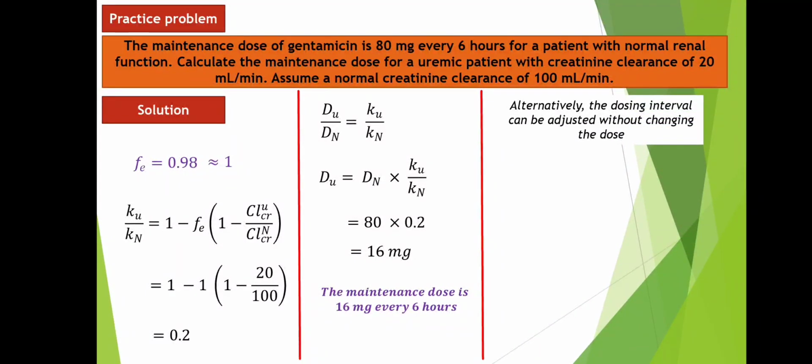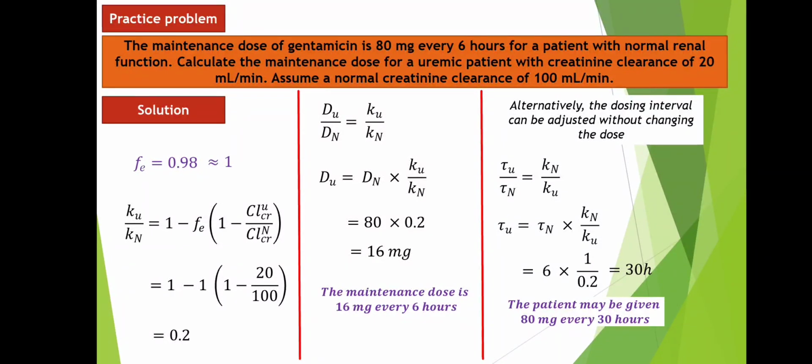Alternatively, the dosing interval can be adjusted without changing the dose. So we are keeping the dose the same, using the normal dose of 80 mg and the normal dosage interval of 6 hours. But we can increase the dosage interval by using the formula tau u by tau n equals Kn divided by Ku. Do not get confused: this is Ku by Kn, and this one is Kn by Ku. Simplifying, tau u equals tau n multiplied by Kn divided by Ku. The normal dosage interval is 6, so 6 times 1 divided by 0.2, and calculating we get 30 hours. So the patient may be given 80 mg every 30 hours.